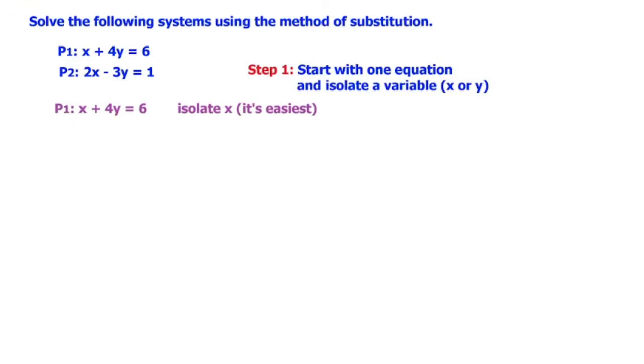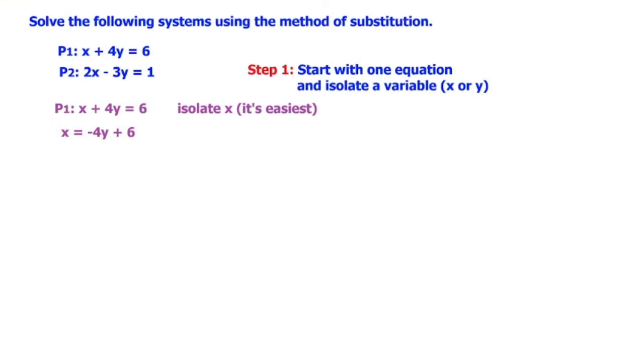So let's start. The first step is to start with one equation and isolate a variable, x or y. Okay, it doesn't matter which one you isolate. Now pick the equation that's easiest to work with. So we're just going to pick this one and isolate x because it's easiest to isolate it. We just have to move over the 4y. It becomes negative 4y and we have x isolated.